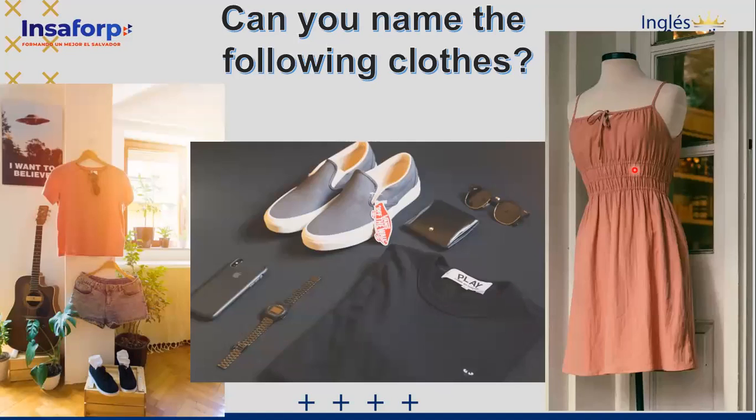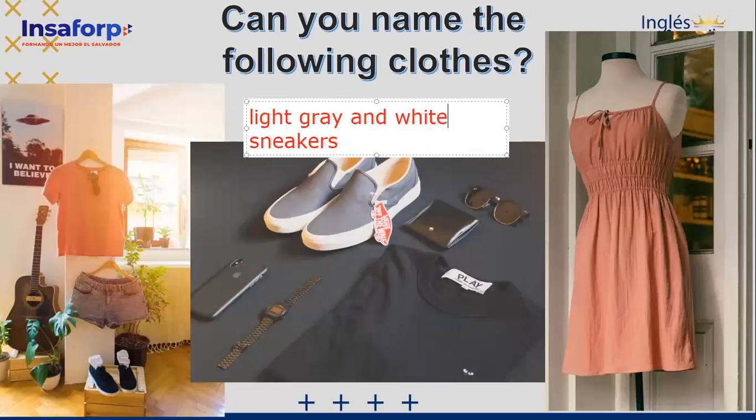Yes? Teacher, primero se pronuncia el, por ejemplo, los zapatos, ¿verdad? Primero se pronuncian los zapatos y después el color en inglés. Al revés. O como al revés. Primero el color y después los zapatos. Así es. Por ejemplo, en este caso sería light gray sneakers. O light gray and white. Light gray and white, okay. Sneakers. Thank you.